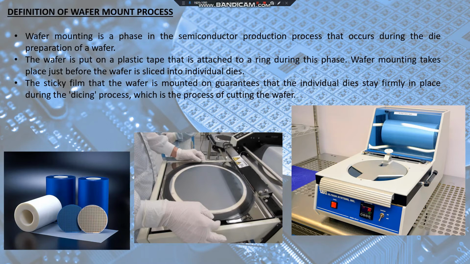Wafer mounting is a phase in the semiconductor production process that occurs during the die preparation of a wafer. The wafer is put on a plastic tape that is attached to a ring during this phase. Wafer mounting takes place just before the wafer is sliced into individual dies. Lastly, the sticky film that the wafer is mounted on guarantees that the individual dies stay firmly in place during the dicing process, which is the process of cutting the wafer.